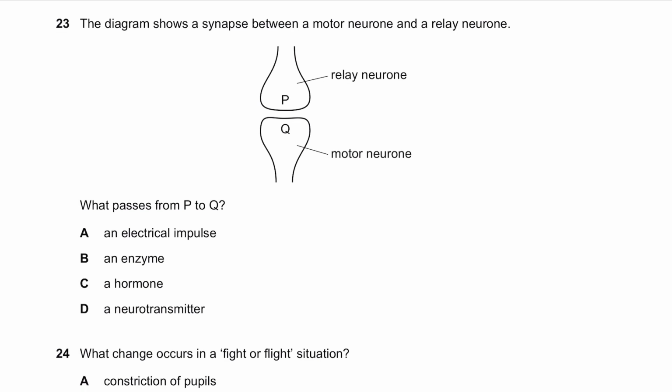Question 23. The diagram shows a synapse between a motor neuron and a relay neuron. What passes from P to Q? An electrical impulse? Well, you might get confused, but no. Enzyme? Of course no. Hormone? Of course no. It's a neurotransmitter. There's only one thing. It's a neurotransmitter.